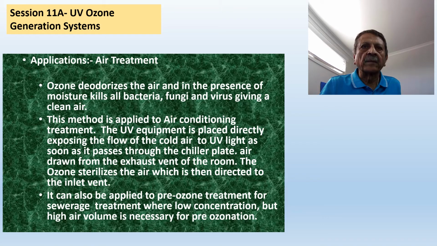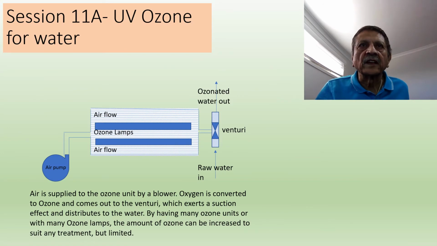It can also be applied to pre-ozone treatment for sewerage treatment, where a low concentration of ozone and high air volume is required for the pre-ozonation process. This is a picture of a typical air ozone lamp, where the ozone is generated by the UV lamps.